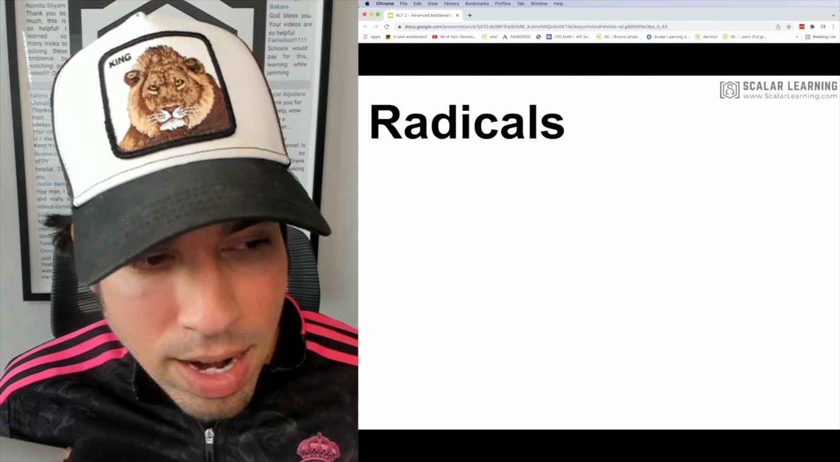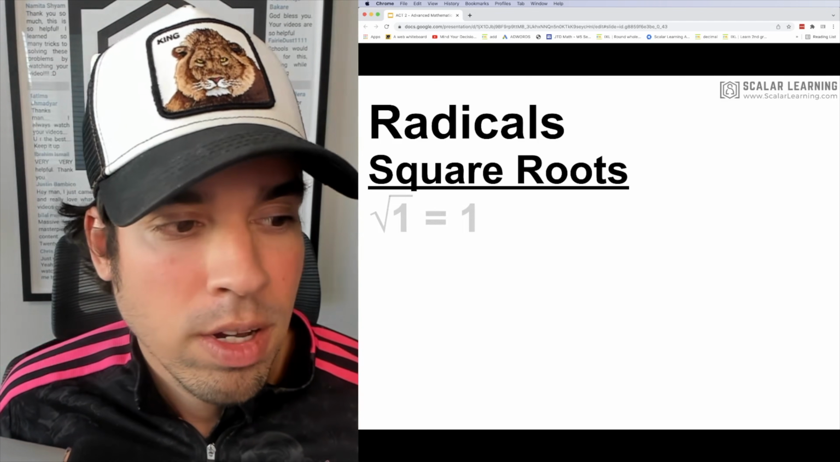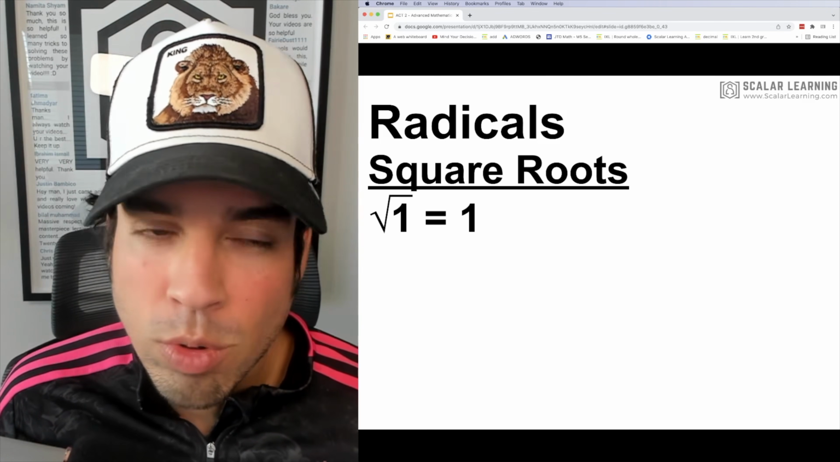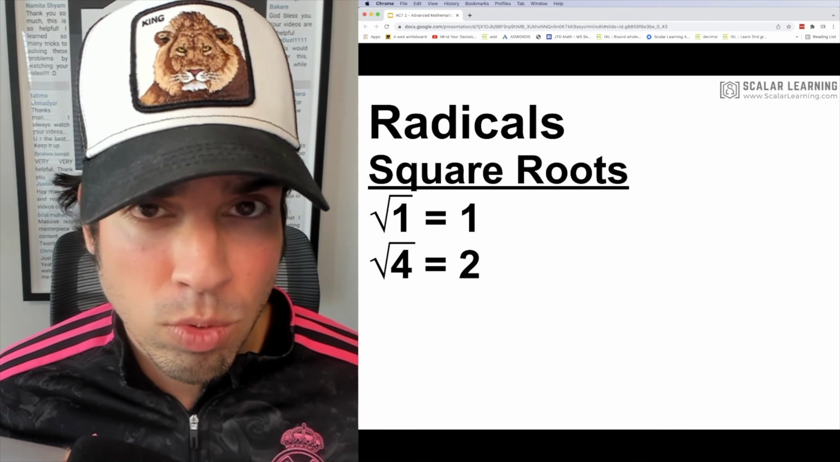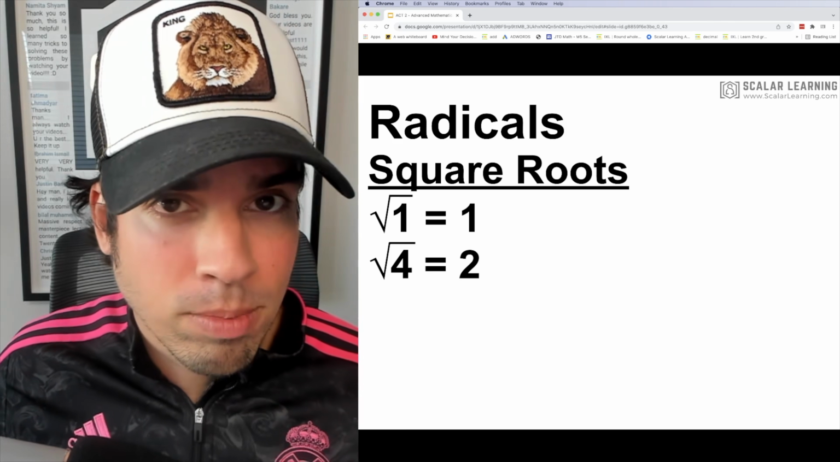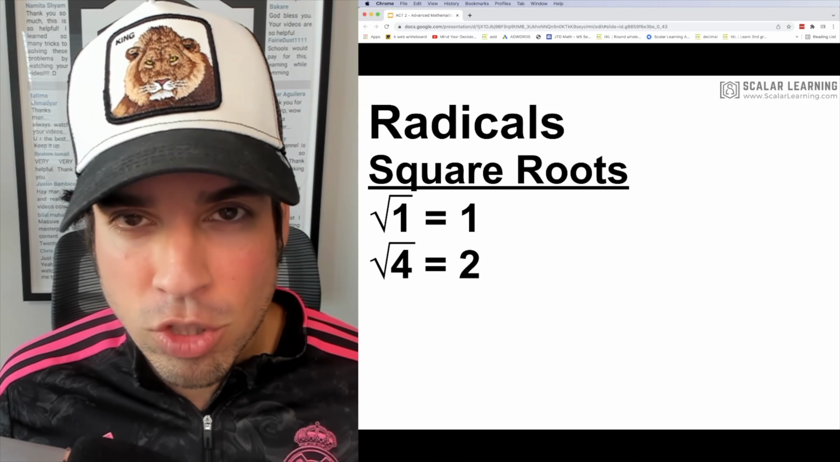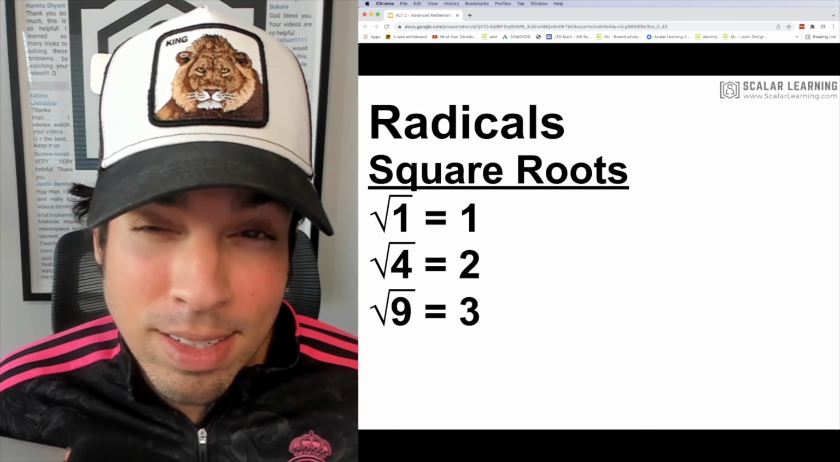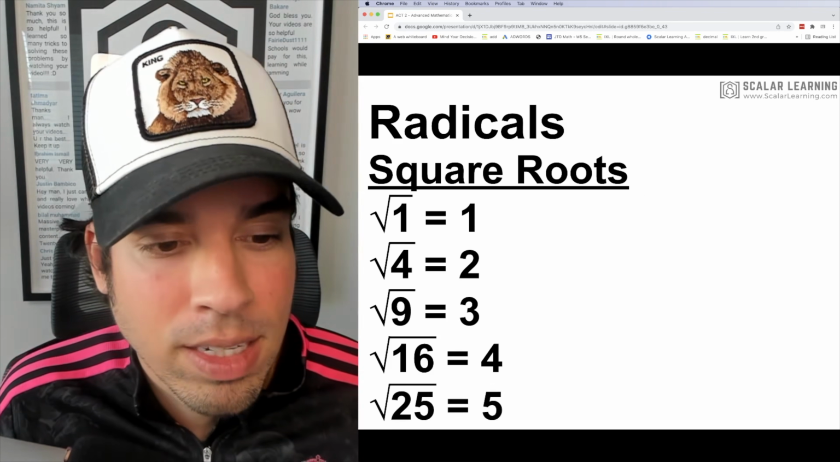Now let's talk about radicals. Okay, a radical, the most common form is a square root. And we know square roots, right? Square root of 1 is 1, square root of 4 is 2, because what question are we asking when we take the square root of 4? What number times itself equals 4? And that's 2. And by the way, I'm specifically choosing perfect squares here, right? Square root of 9 is a nice 3, 16 is 4, 25 is 5, etc.